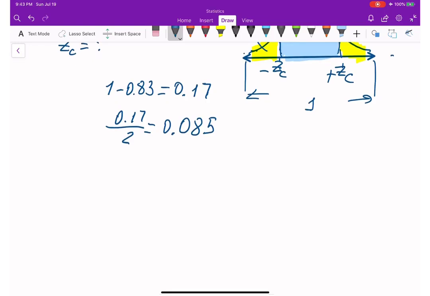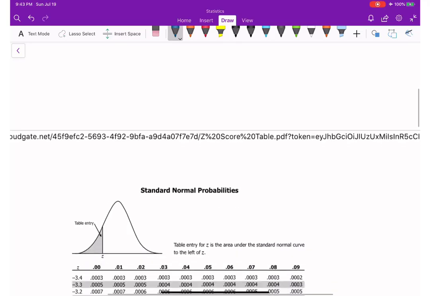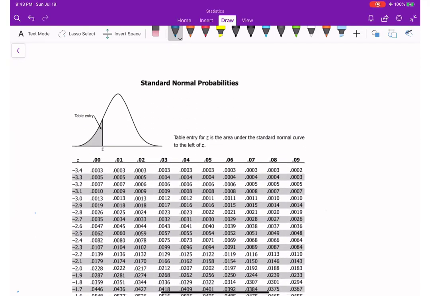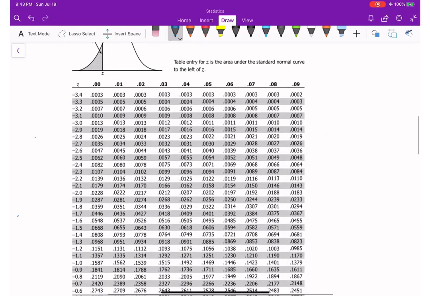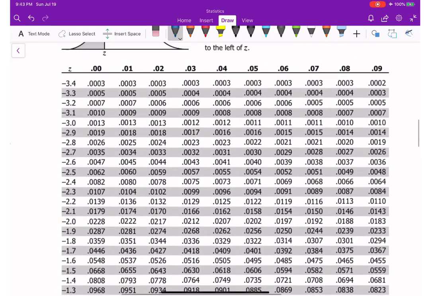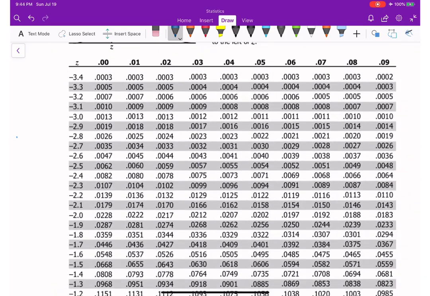Now, 0.085 is 8.5%, correct? It's less than 50%. Therefore, we are going to look in the negative z-score table. So let me see how many zeros. We have one zero. Therefore, I'm looking in the table of negative z-score. So 0.085 here.